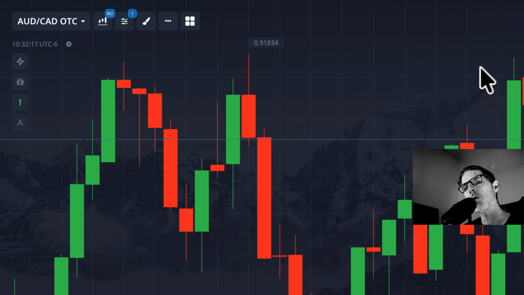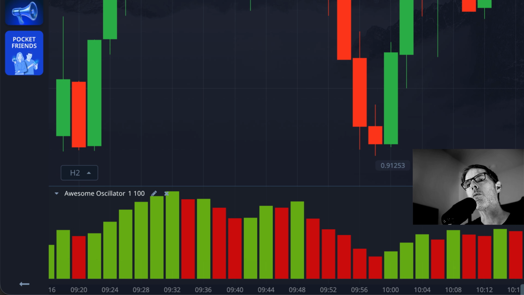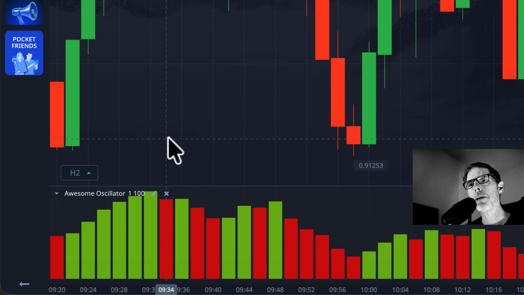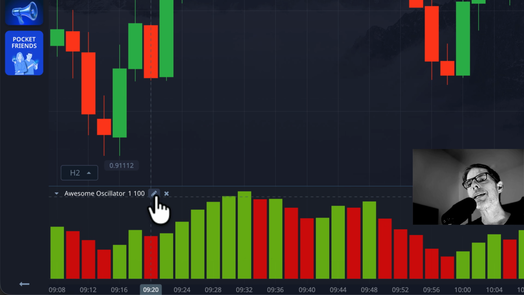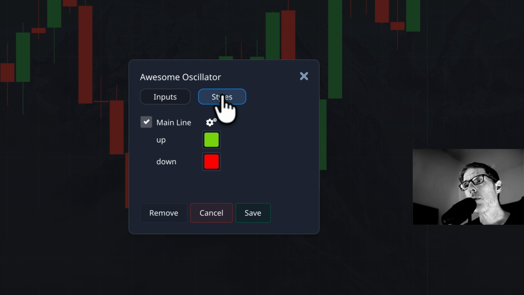And there's only 2 modifications to this indicator that you will need to do. Right down here, it's going to appear at the bottom of the chart, and you will find a little pencil icon just to the right of the name, and go ahead and click on that. And then for the inputs, you will want to enter in 1 for the period. The period short is going to be 1, and then the long period will be 100. So I'll give you a moment to go ahead and do that. And for the styles, there's really nothing that you need to change.